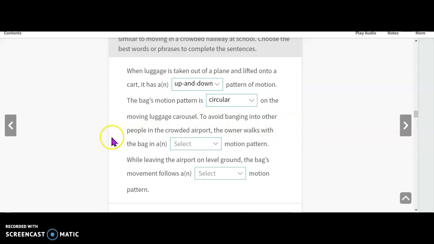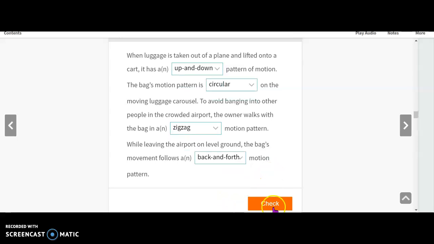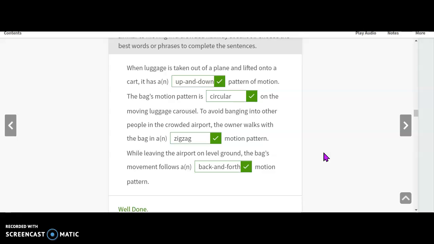To avoid banging into other people in the crowded airport, the owner walks with the bag in a blank motion pattern. You're trying to avoid running into people, so what are you going to do? You're going to zigzag around them. You want to back away so you don't run right into them. While leaving the airport on level ground, the bag's movement follows a blank motion pattern. Back and forth. Okay, so you should have these 4 answers for number 5. If you need to pause and fix any of your answers, do that, and then move on to the next thing here.